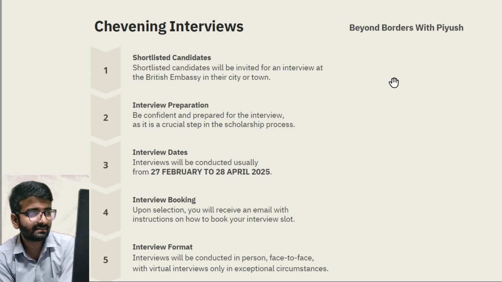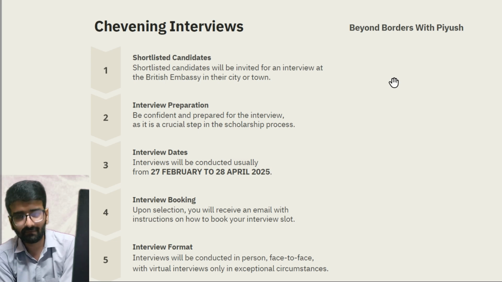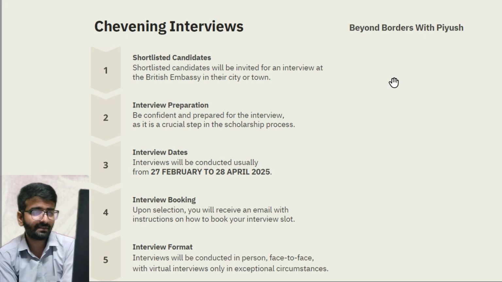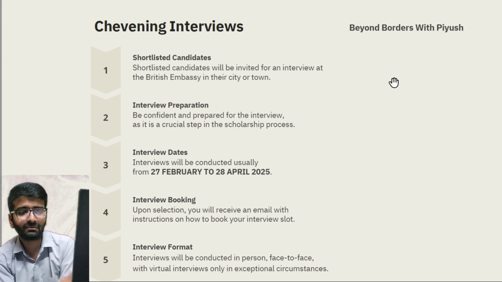Now, the number three is the interview dates. As you can see, the interview dates are from 27th February 2025 to 28th April 2025. So you have plenty of time for that. And then the interview booking, so you need to select your interview slot as per the availability. And lastly, the interview process is going to be face to face.